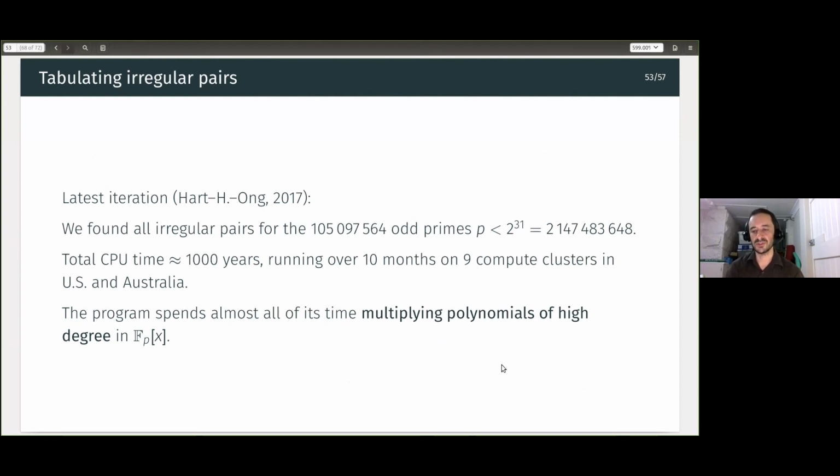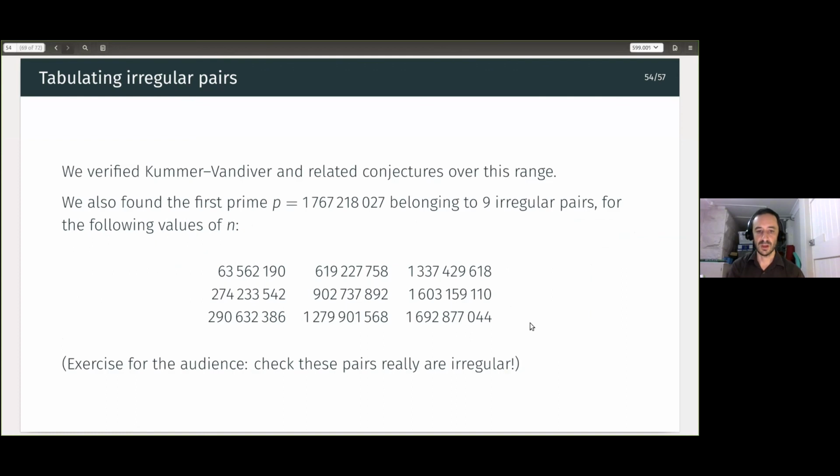It ran for about a year on 9 compute clusters in the US and Australia. So I was fortunate to get access to all those machines. And the program spends almost all of its time multiplying polynomials of high degree. So it really spends all its time doing fast Fourier transforms. So we verified the standard conjectures over this range, and we found, so this is just showing off, the first prime which has 9 associated irregular indices.